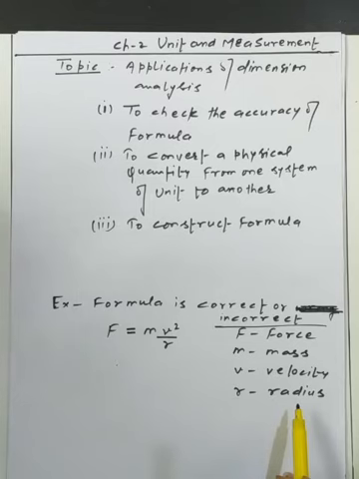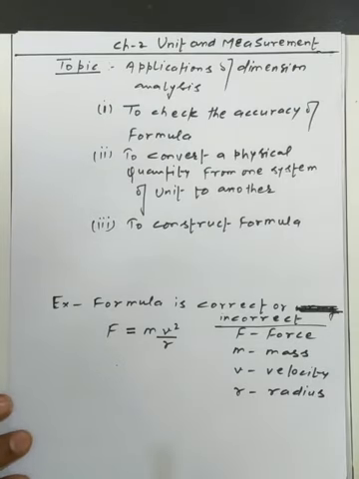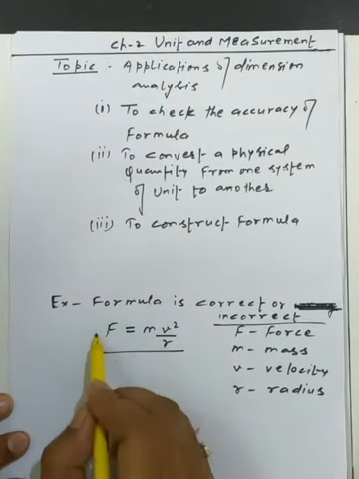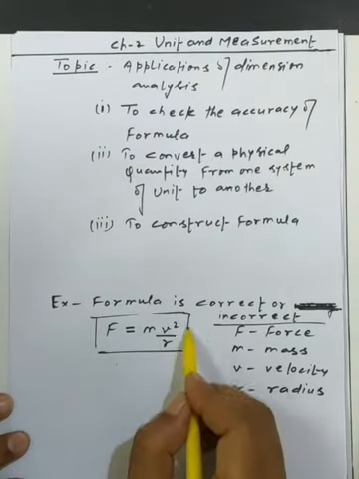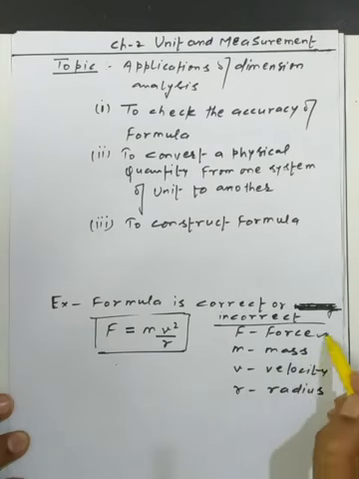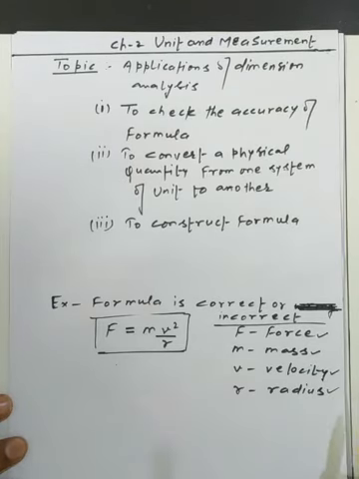So the first application is checking whether a given formula is correct or incorrect. The first exercise I am taking in front of you: the formula given is F equals mv square upon r, and each letter has its own meaning. F is the force, m is the mass of an object, v is the velocity with which it is moving, and r is the radius of the given path.